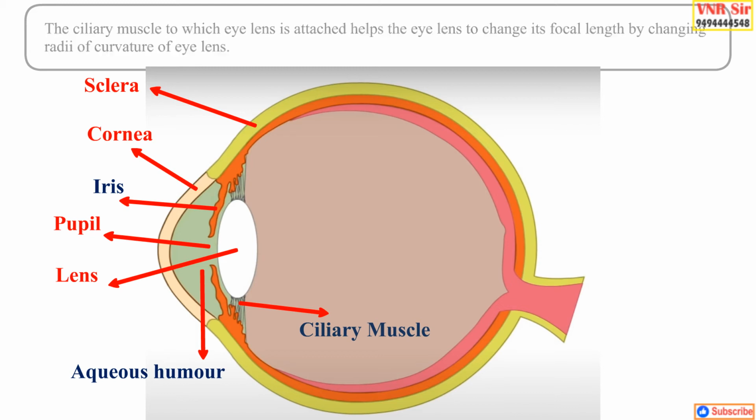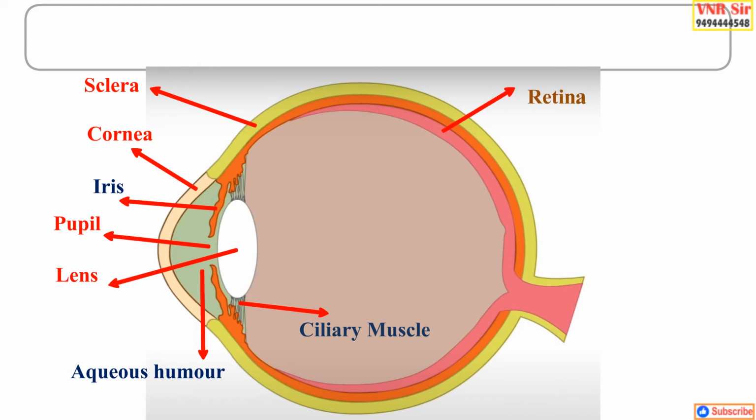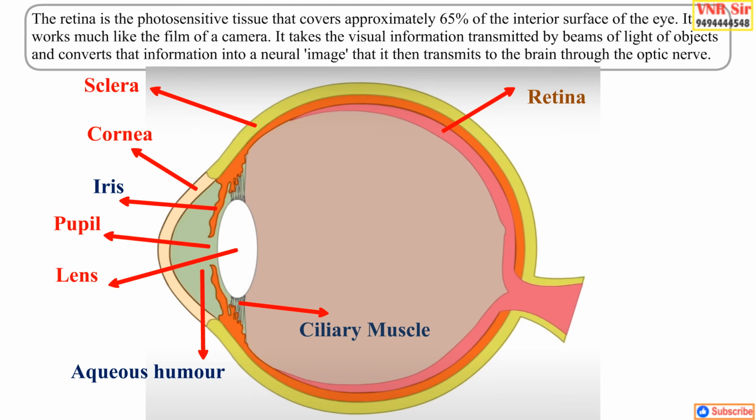And the most important one is the retina. The retina is the photosensitive tissue that covers approximately 65% of the interior surface of the eye. It works much like the film of a camera, like a screen. It takes the visual information transmitted by the beams of light of objects and converts that information into a neural image that it then transmits to the brain through the optic nerve.